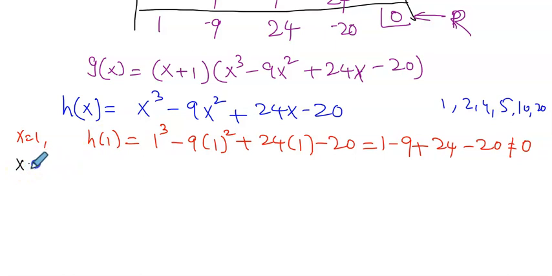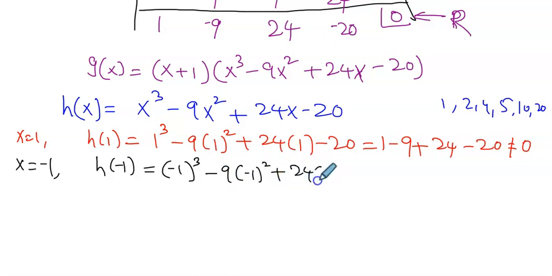Right? Now x is equal to negative 1. h of negative 1. See, I have to write the statement x minus 1 is not a factor of h of x. Now I am looking for x plus 1. So I'll take x is equal to negative 1. Negative 1 to the third minus 9 times negative 1 square plus 24 times negative 1 minus 20 is equal to, let us see, negative 1. This is 1. 1 times negative 9 is negative 9 minus 24 minus 20. Huge negative number. This is also not 0. Making sense? Yeah. Just substituting these possible values.